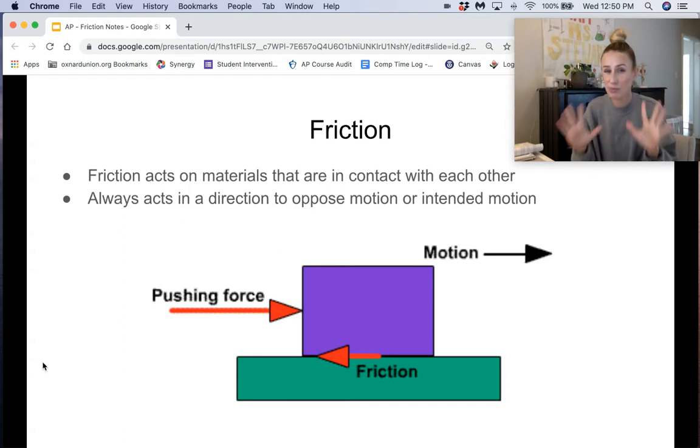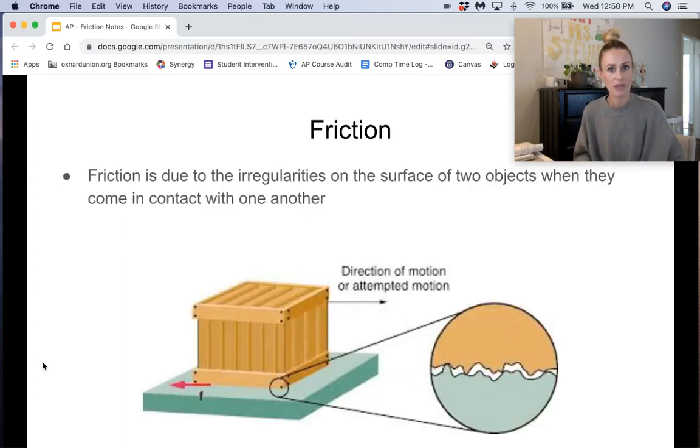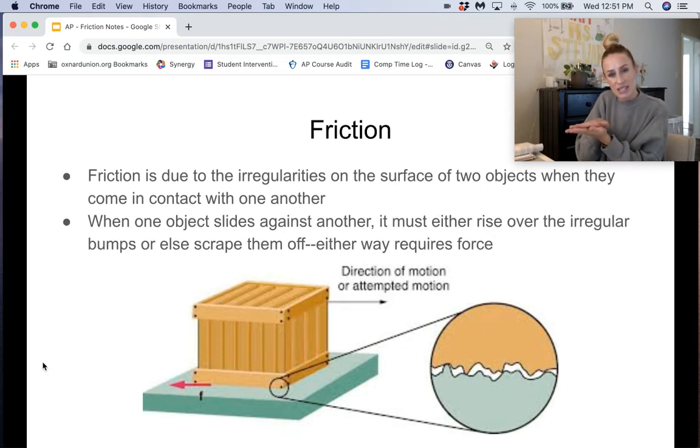Think about if you're trying to push something, but it's not actually moving yet. The reason that object is not moving yet is because there's friction involved. So friction is due to irregularities on the surface of two objects when they're in contact with one another. So it's like a microscopic view here. And when one object slides against the other, it must either rise over those irregular surfaces or bump, like scrape them off. And either way requires a force.